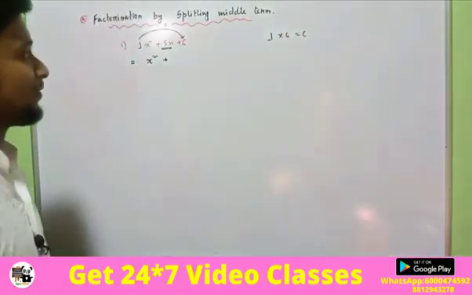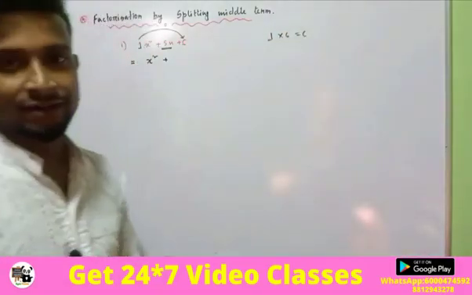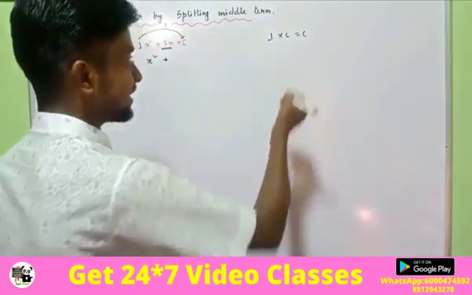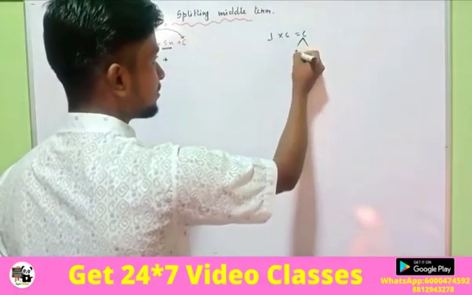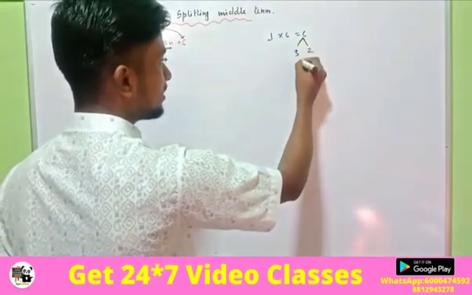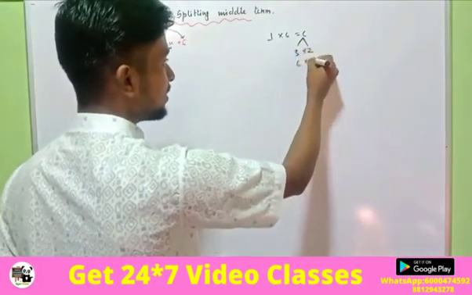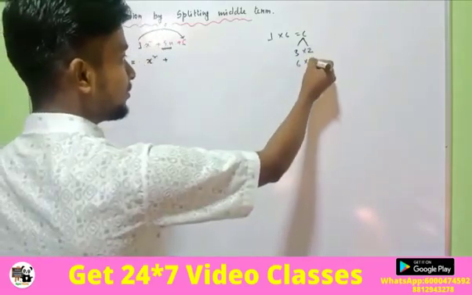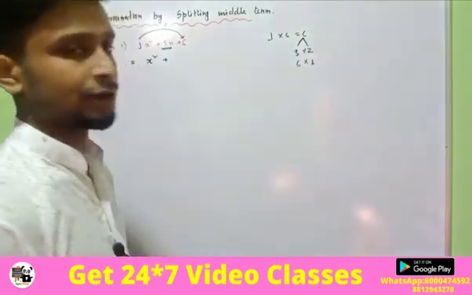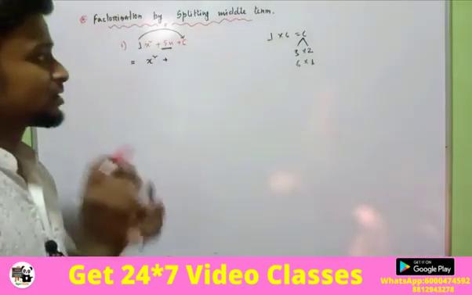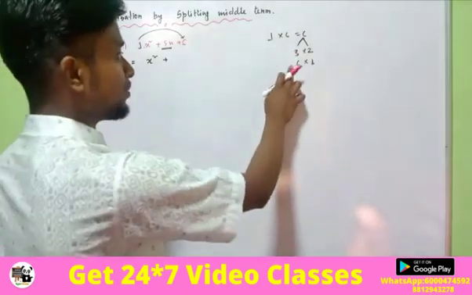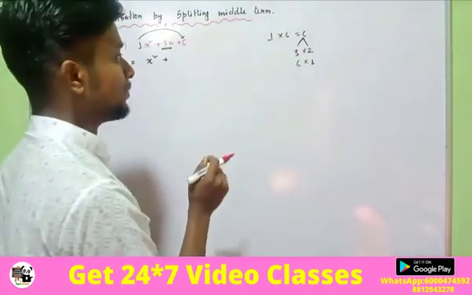So now we have to find all the pairs of factors of 6. What are the pairs of factors of 6? 3 into 2 and 6 into 1. We have two pairs of factors of 6. Now we have to choose just one pair from these two. Which one will we choose?